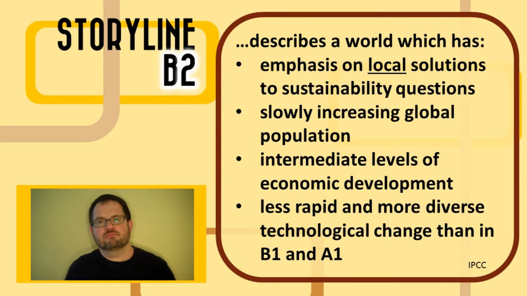Storyline B2 doesn't sound so bad at first. Storyline B2 describes a world in which there's an emphasis on localism, local solutions to sustainability questions, local solutions to reducing the growth of populations. We have much less economic growth, and the growth that we have is much less rapid and it's more diverse.